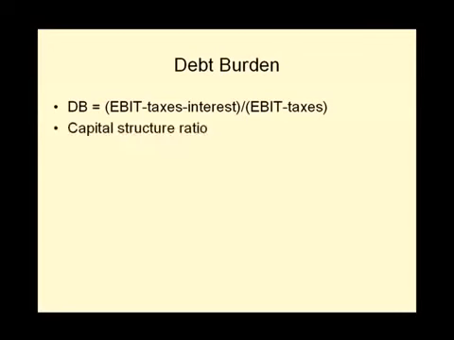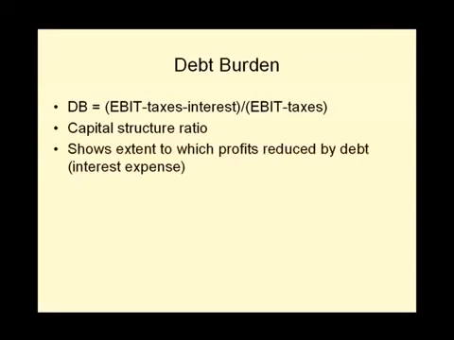The last component ratio of the DuPont analysis is debt burden. Debt burden is defined as the ratio of earnings before interest and taxes minus taxes and interest to earnings before interest and taxes minus taxes. It's classified as a capital structure ratio, and it shows the extent to which profits have been reduced by debt service payments, or specifically by interest expense.